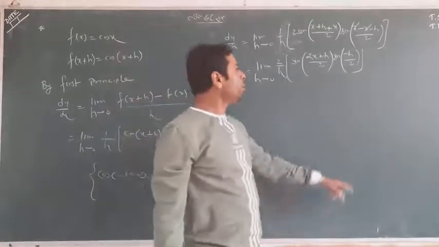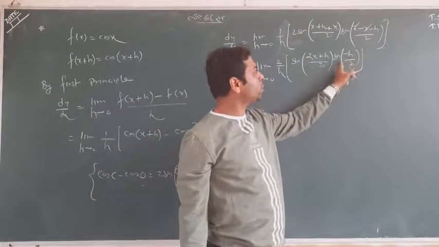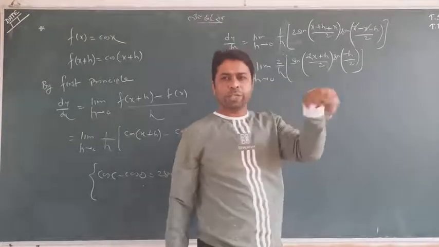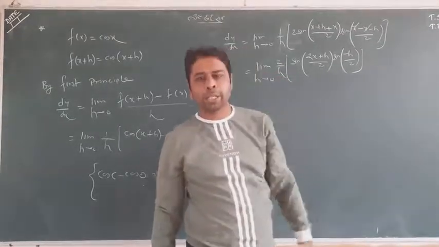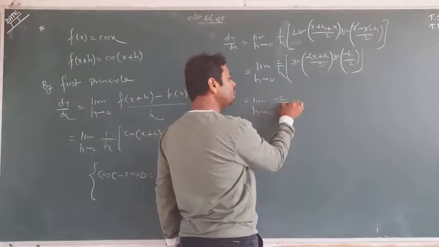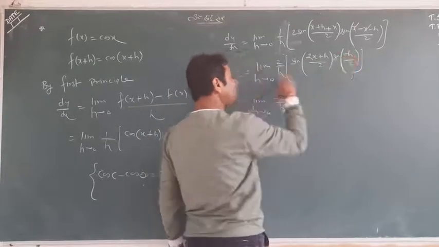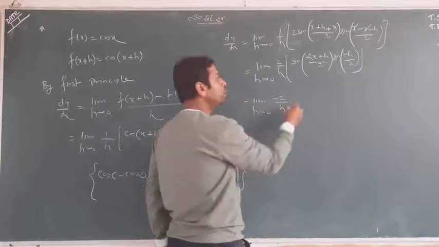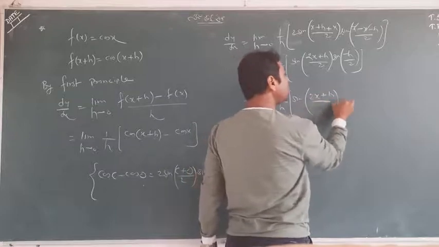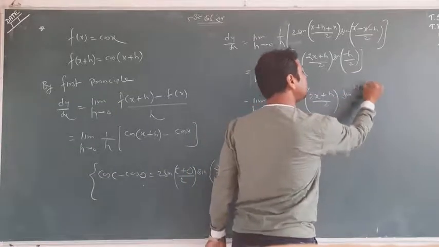You should know the simple formula for sin of minus theta, which we studied in quadrants. Sin minus theta equals minus sin theta. I will use that. So I am writing the minus outside with the 2 here. And only sin of 2x plus h by 2 and sin of h by 2 are still remaining.